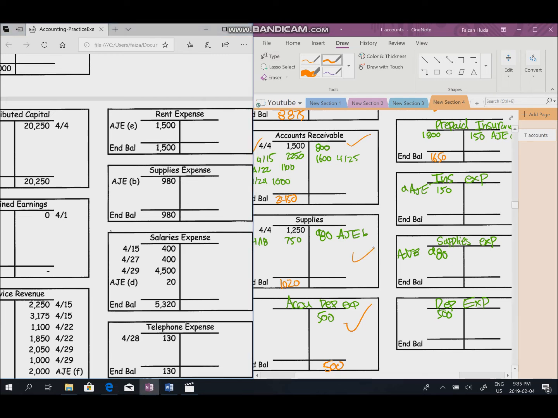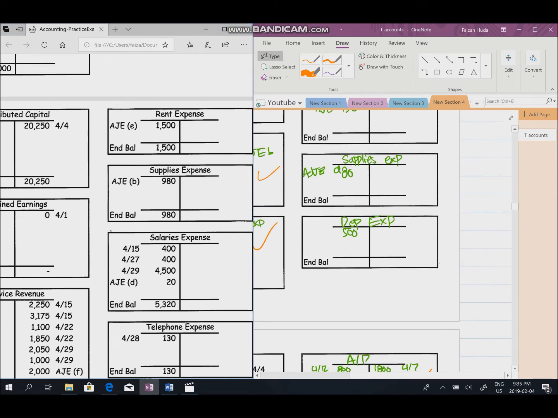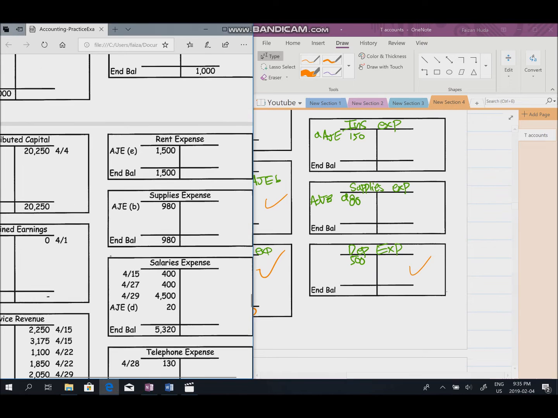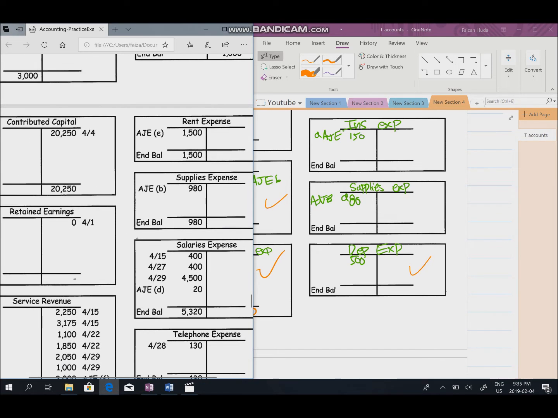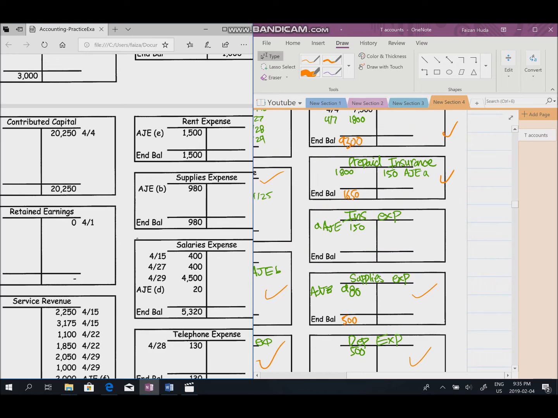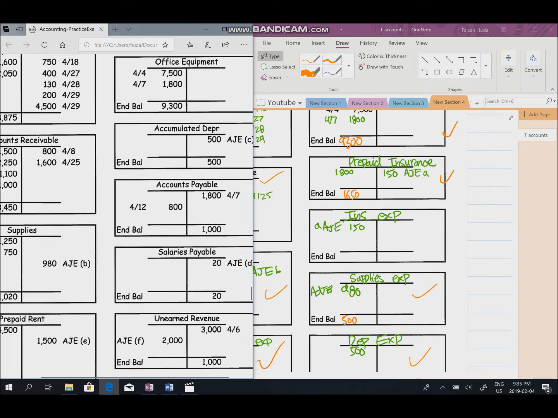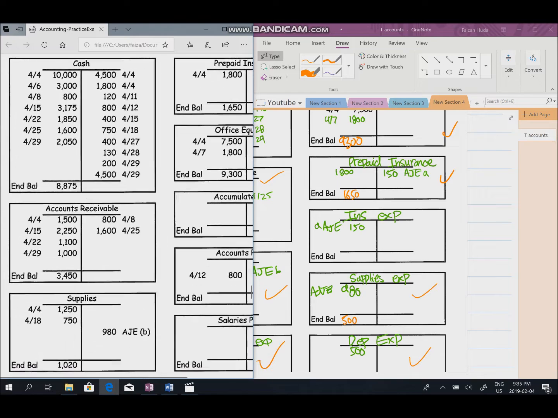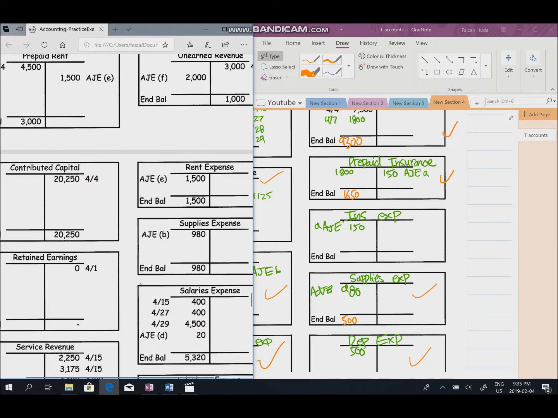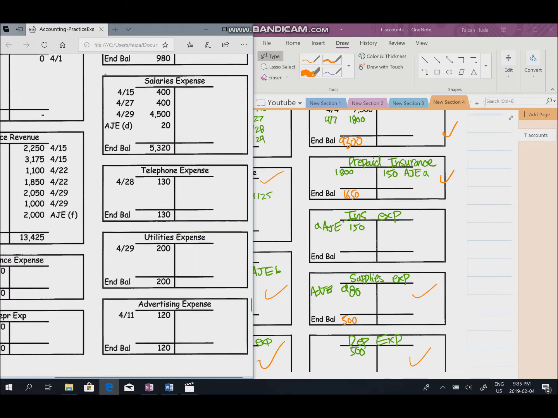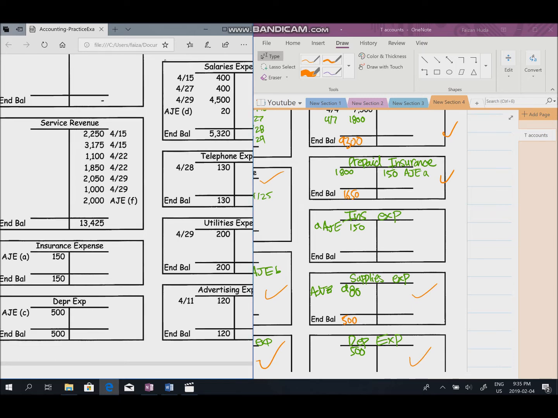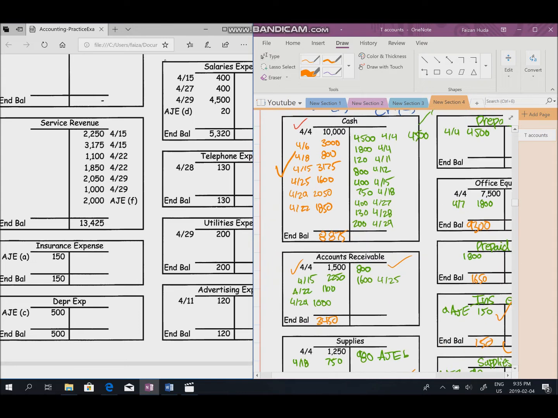Supplies are already checked, right? Depreciation expense is right. Supplies expense, it's also right. As we know, expenses are debit accounts, so I'm just writing their total balance in the debit side. Insurance expense is the last thing we didn't check, so we'll check that off too right now. Insurance expense is 150, we're right on point. So everything we did was right so far.